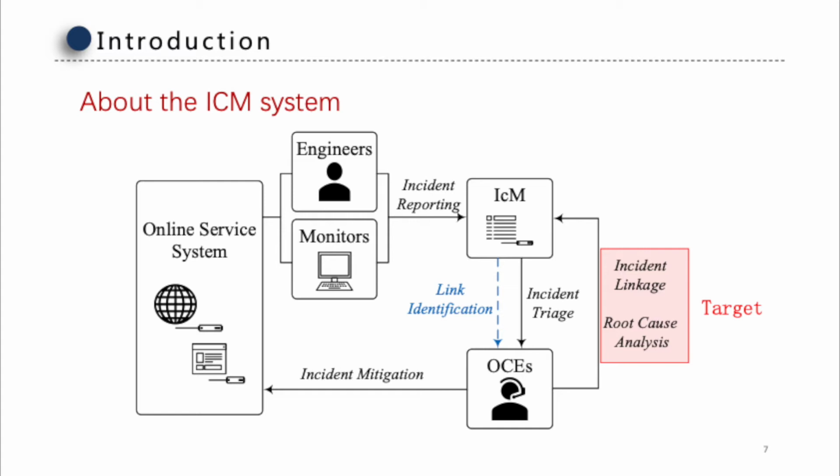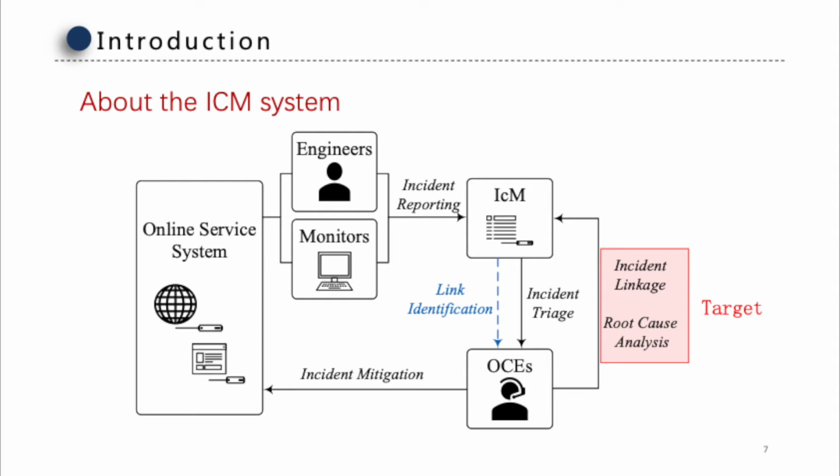The creation of an incident in the ICM system immediately triggers the triage process, where on-call engineers in the ICM system investigate and find the correct responsible component to take over the incident. Once the responsible component of the incident is found, the on-call engineers assign the incident to the component, which tries different actions to mitigate it.